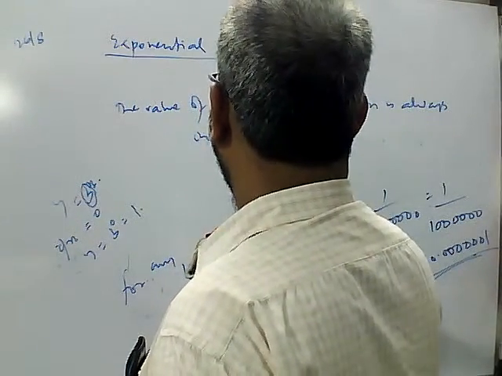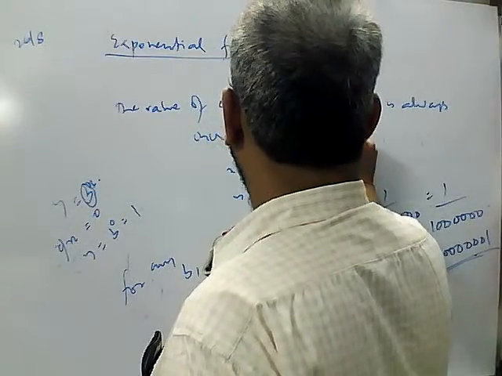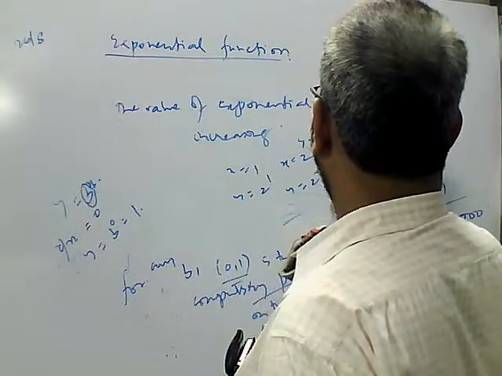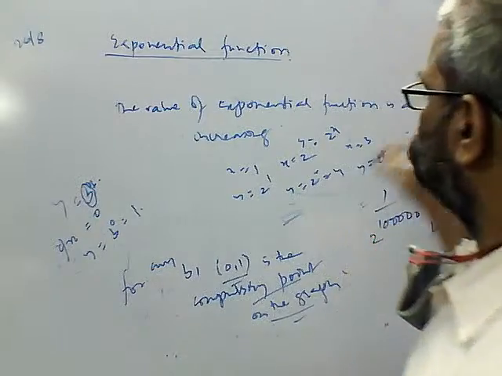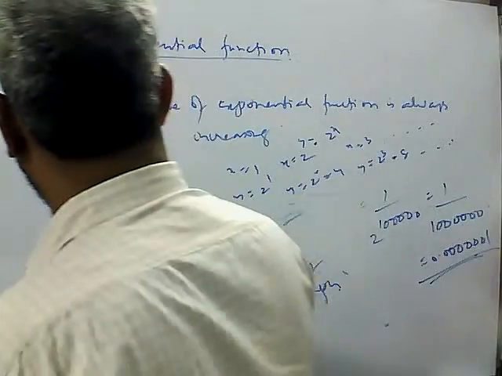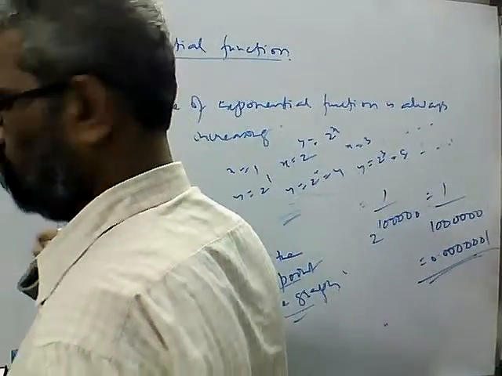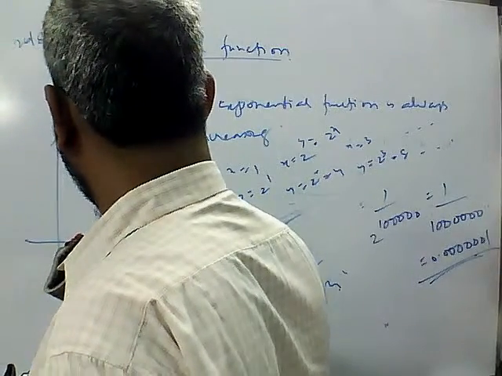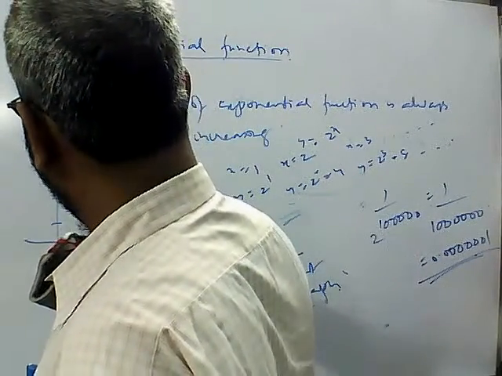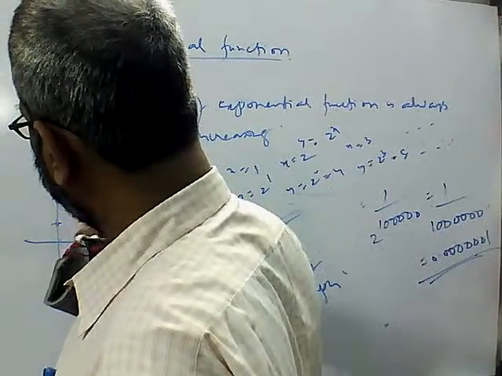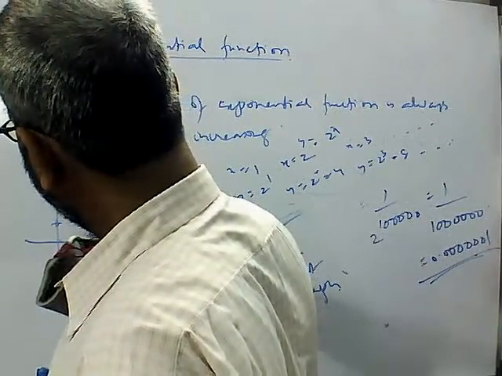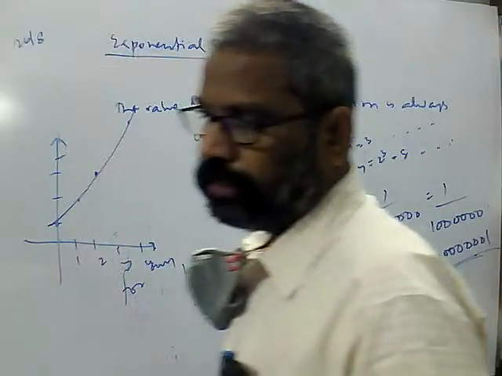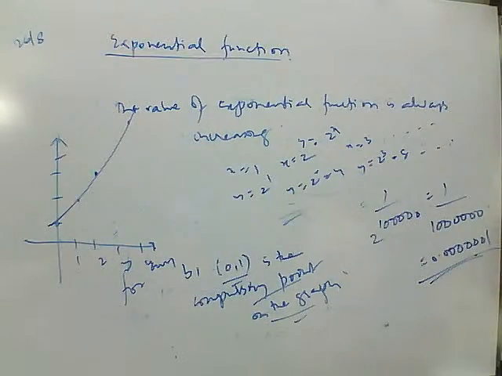Means for x equal to 1, y is equal to 2 power 1. Suppose x is equal to 2, y is equal to 2 square, 4. x is equal to 3, y is equal to 2 cube, that is equal to 8, etc. So how will you take the graph? x is equal to 0, y is 1. x is equal to 1, y is 2. x is equal to 2, y is 4. x is equal to 3, y is 8. Like that you will get the curve. Is it an increasing function or not? So always it is an increasing function.